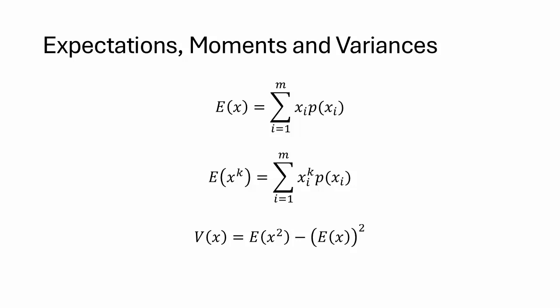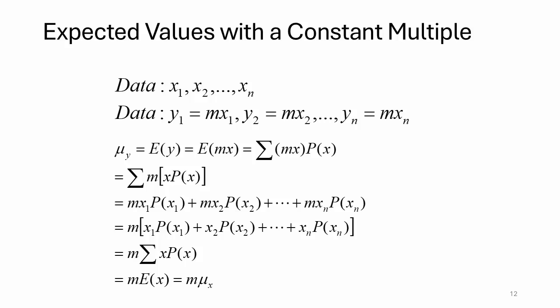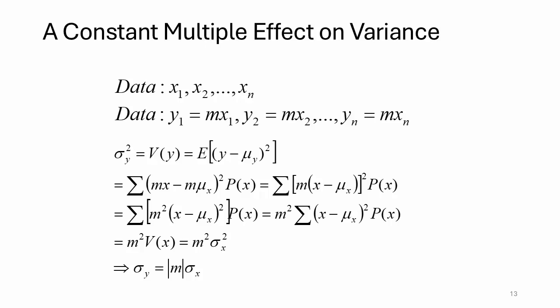Using these definitions, it can be shown that in expectation, a constant additive to a variable is the same constant value added to the expected value of the variable. In expectation, a constant multiple of a variable is the same constant multiple of the expected value of the variable. In variance, a constant additive to a variable does not vary, adds nothing, 0, to the variable's variance. However, in variance, a constant multiple of a variable is the square of the constant multiple of the variable's variance.